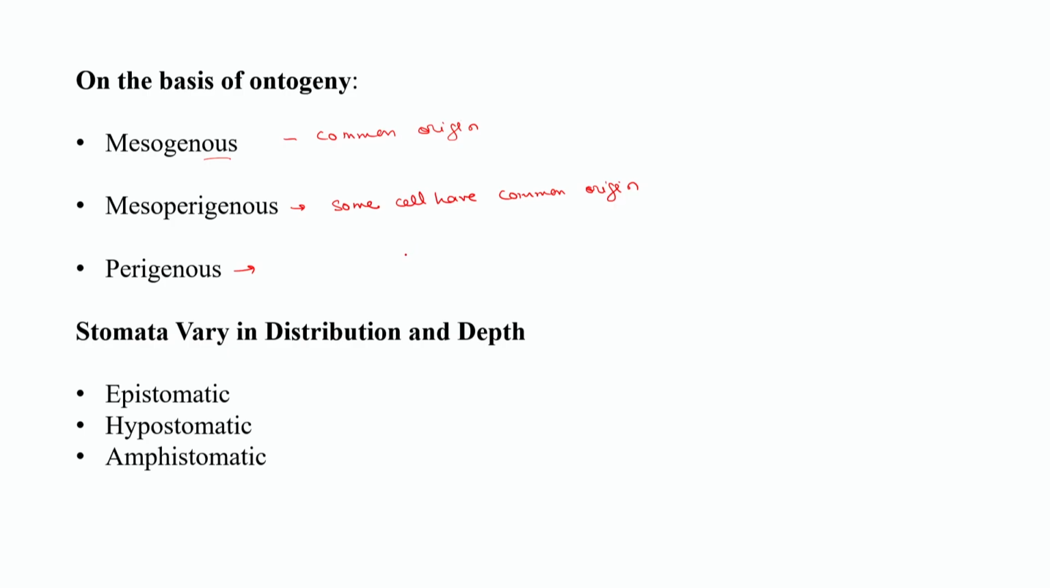Perigenous type, when there is no common development between the neighboring subsidiary cells and the guard cells. So, no common origin between the subsidiary and guard cells. That condition is known as perigenous. Stomata vary in distribution and depth.